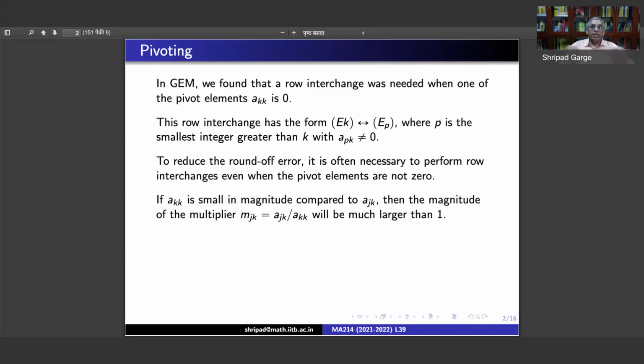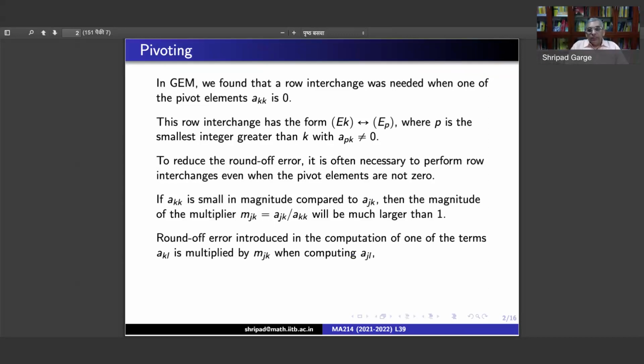Then when you are making changes to row J for eliminating the variable xk, you will multiply by this number which we call the multiplier, which is MJK, which is given by the AJK that you have, divided by AKK. Now AJK is already large and AKK is very small, so by dividing a large number by a small number you are going to get a very large quantity.